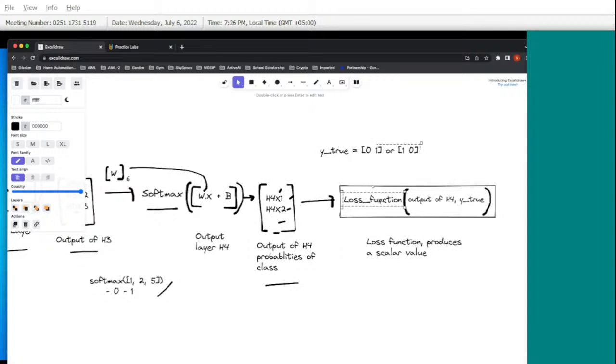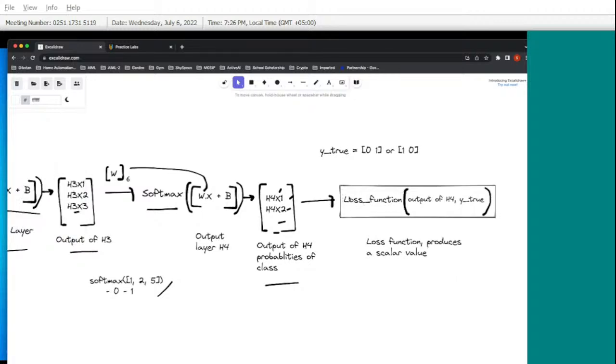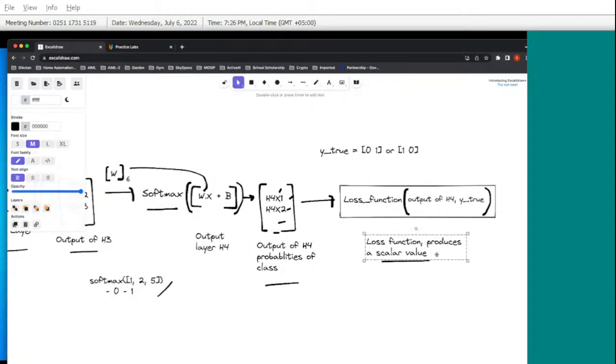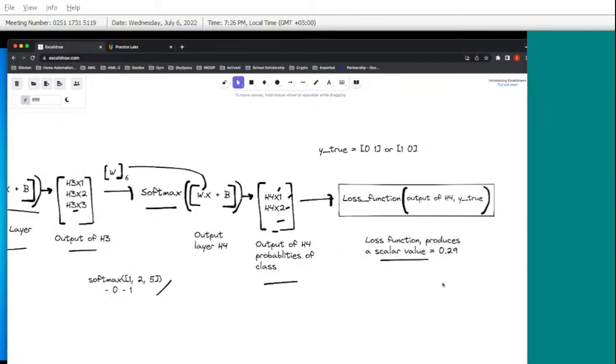The loss will do its computation for this particular sample. We are not talking about all samples, just this very specific sample, and it will compute a scalar value. It will say that for this particular sample, I have probably got 0.29 loss. It's a scalar value, isn't it? For that particular sample. This is the whole game of the forward pass.